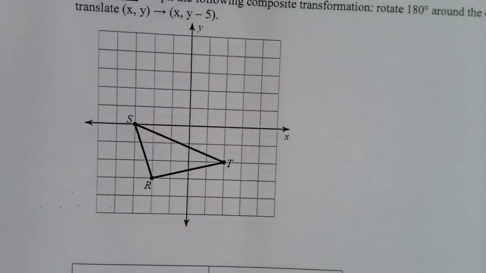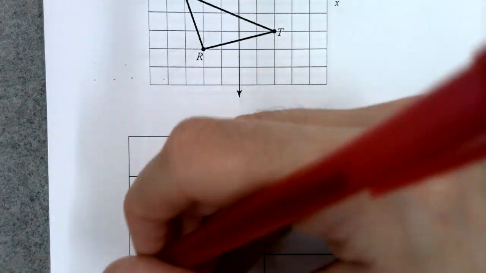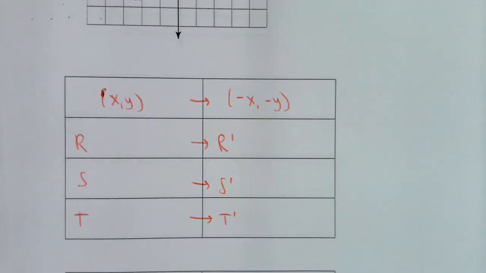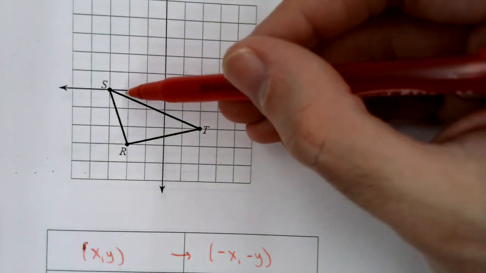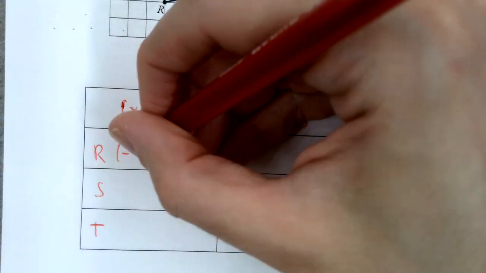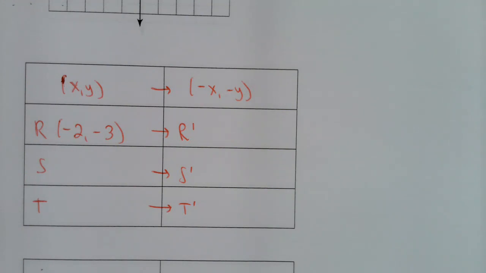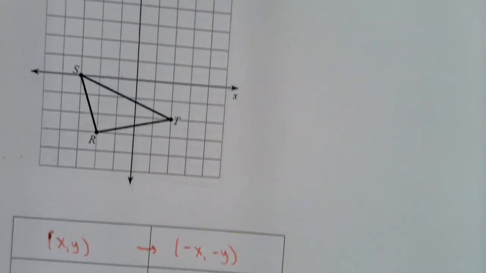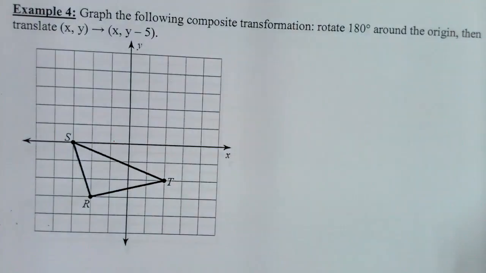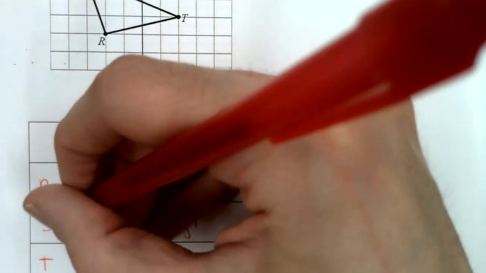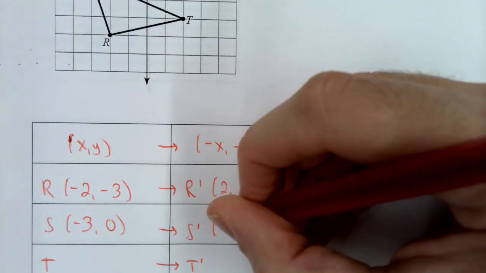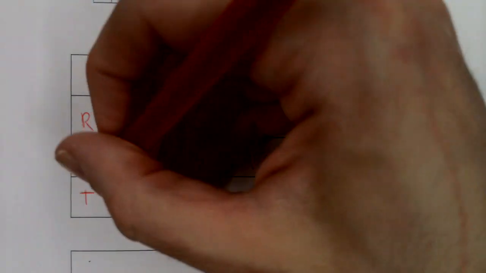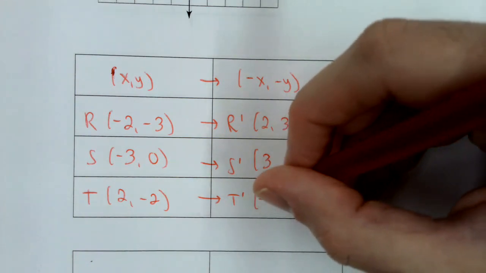Let's go in alphabetical order, R, S, T. Map onto R', S', T'. So R is (-2, -3). It's going to map onto R', (2, 3). S is (-3, 0). Map onto S', which is (3, 0). And then T is (2, -2). It's going to map onto T', which is (-2, 2).